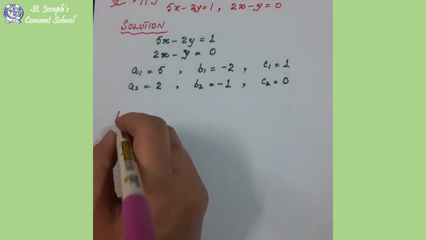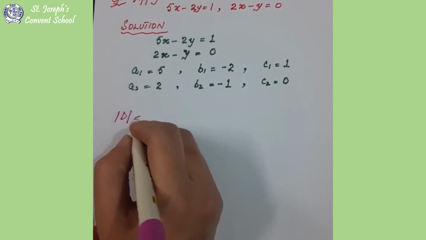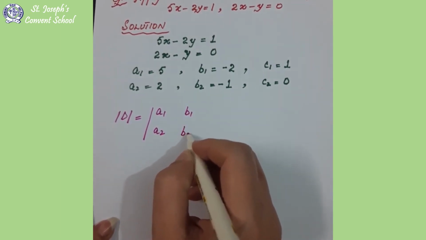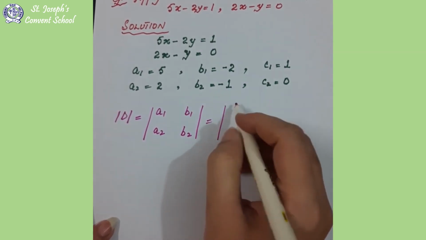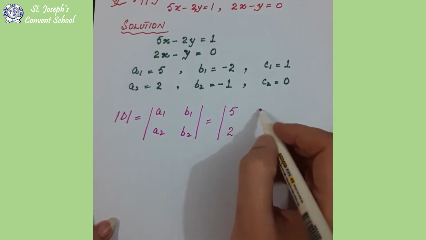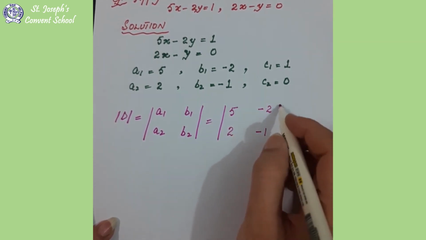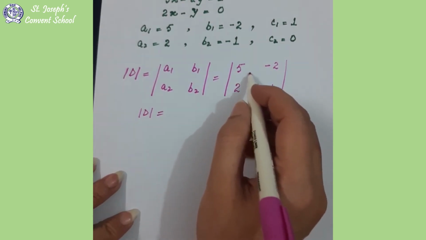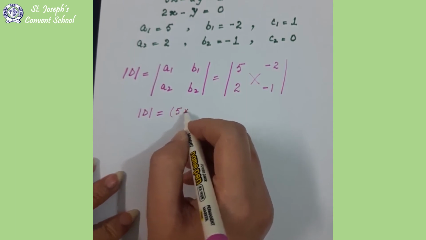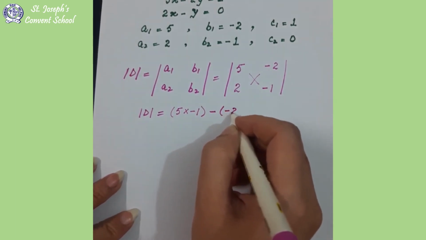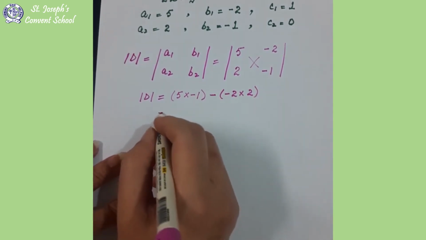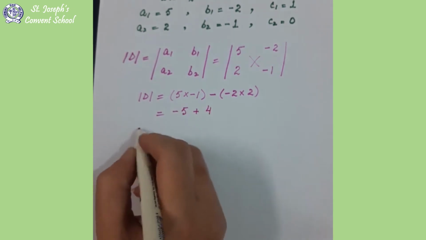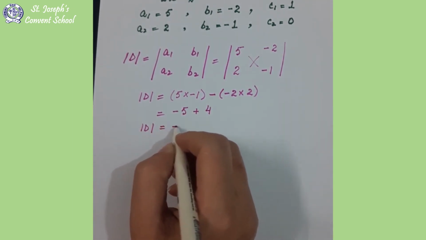So determinant D is equals to a1, a2 and b1, b2. Put the values. A1 is 5, A2 is 2, B1 is minus 2 and B2 is minus 1. Find the determinant. You all know how to find it. You'll cross multiply: 5 into minus 1, then minus sign, minus 2 into 2. So 5 into minus 1 is minus 5, then minus into minus plus, 2 into 2 is 4. So determinant D is equals to minus 1.